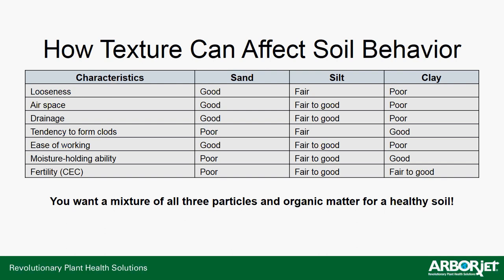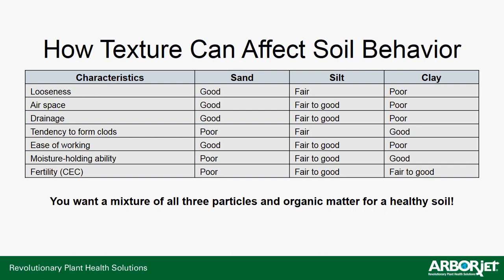So here we have a graph of how texture can affect soil behavior. On the left is a list of characteristics like looseness, airspace, drainage, and then across the top, sand, silt, and clay. So you can see sand is really good when it comes to needing a loose, non-compact soil, needing a lot of airspace. If you need drainage, it's very poor when you're trying to form clods. Clods are aggregates, they're clumps of soil, because sand doesn't stick very well together because it's not very flat.